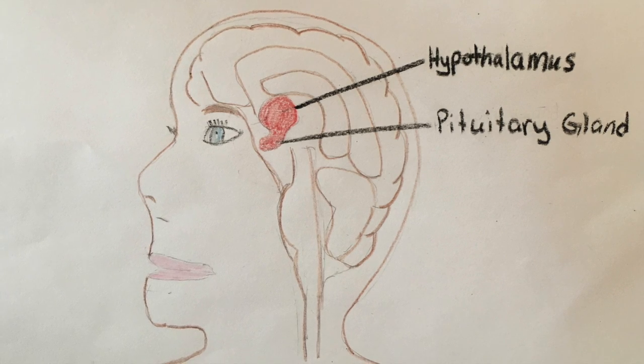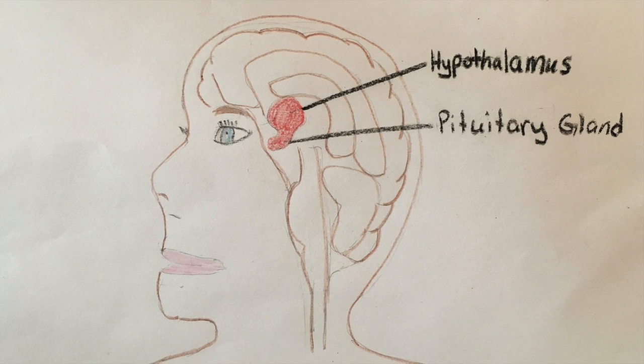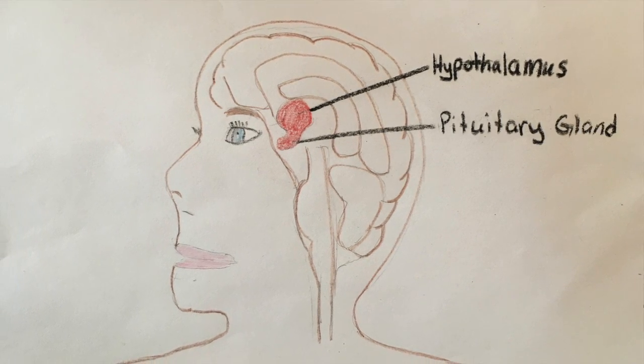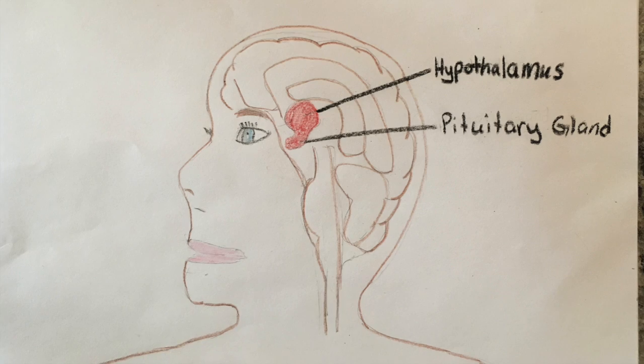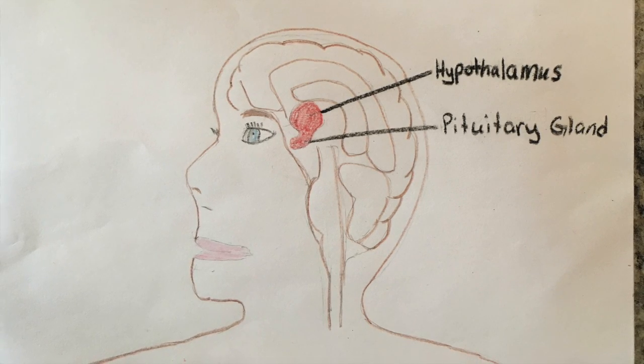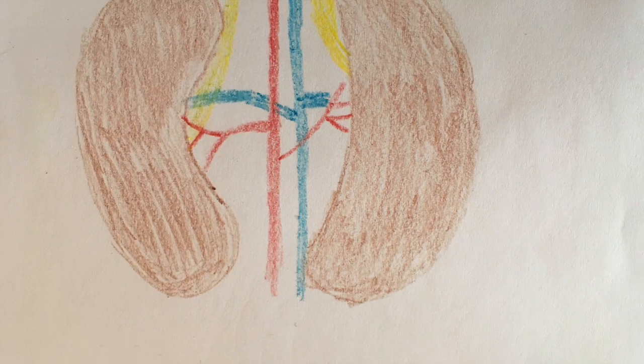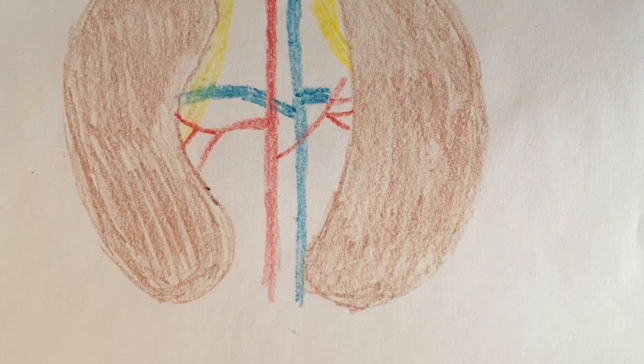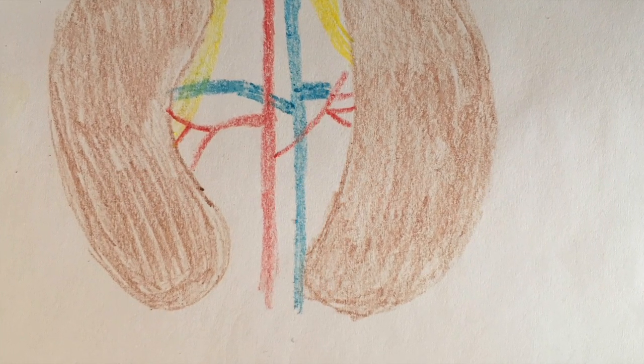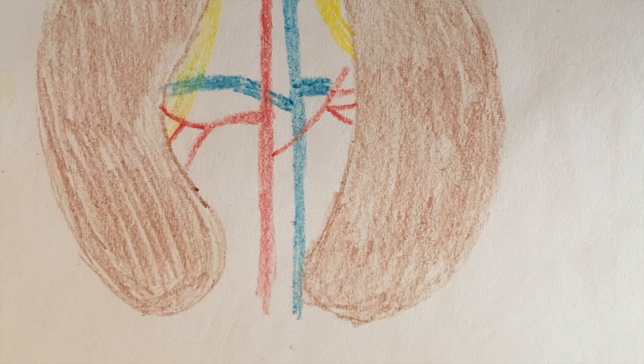In central diabetes insipidus, there is damage to the pituitary gland or the hypothalamus. This damage disrupts normal production, storage, and release of ADH. Nephrogenic diabetes insipidus is caused when there is a defect in the kidney's tubules. This is the structure that causes water excretion and reabsorption.